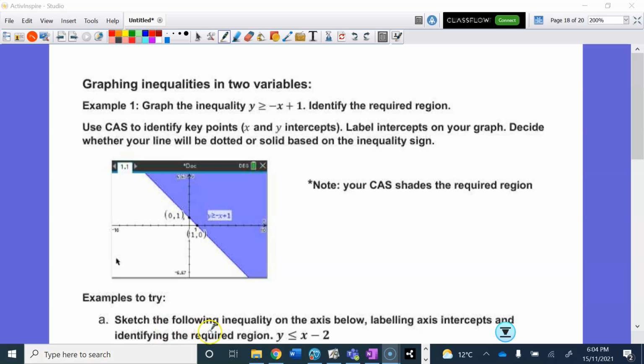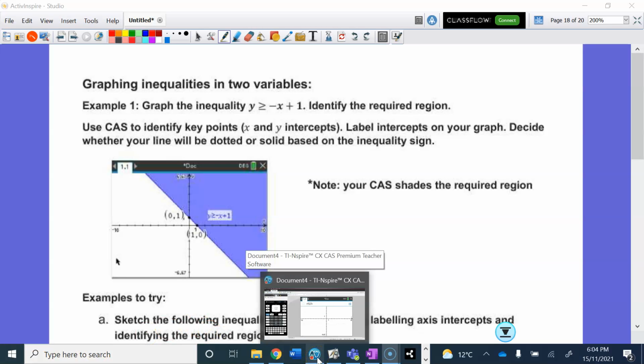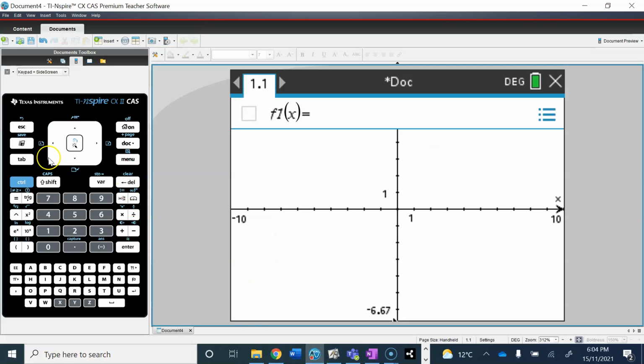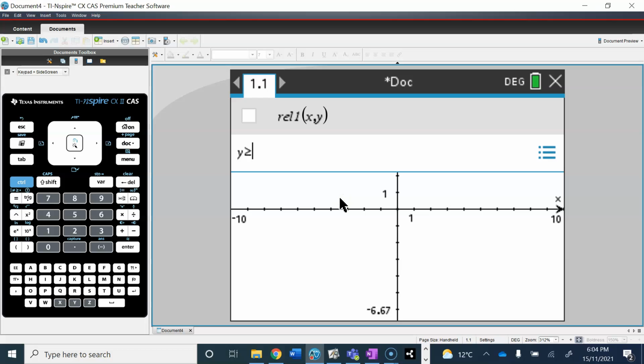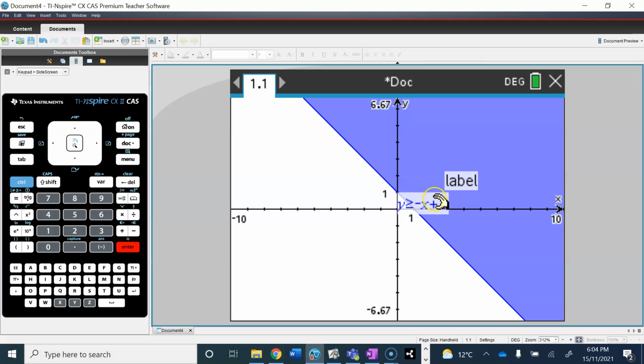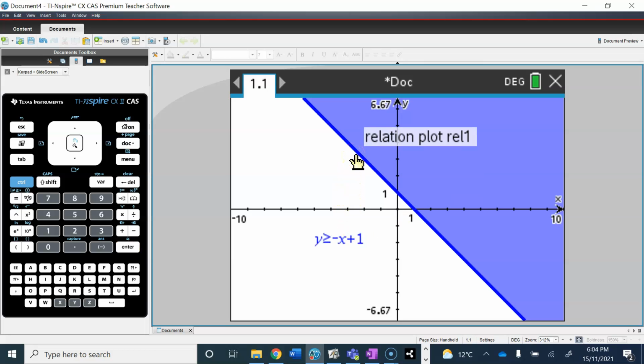So for something like this one, y is greater than or equal to -x plus 1. So when we backspace that function notation off, y is greater than or equal to -x plus 1. And there we have our shaded region above the line. We can see clearly that's a solid line. And the two other bits of information I need to be able to graph this accurately is what are those two key points? What's the x-intercept?